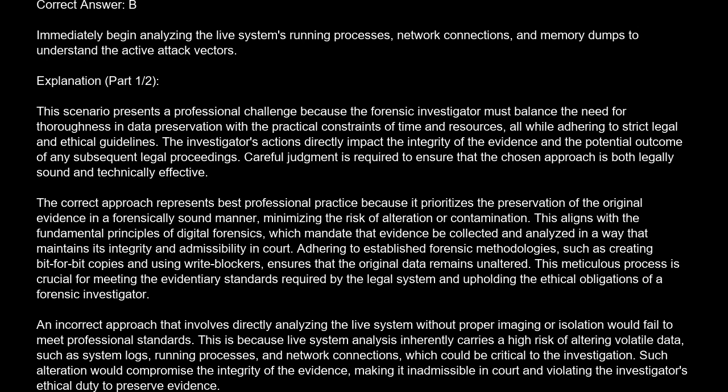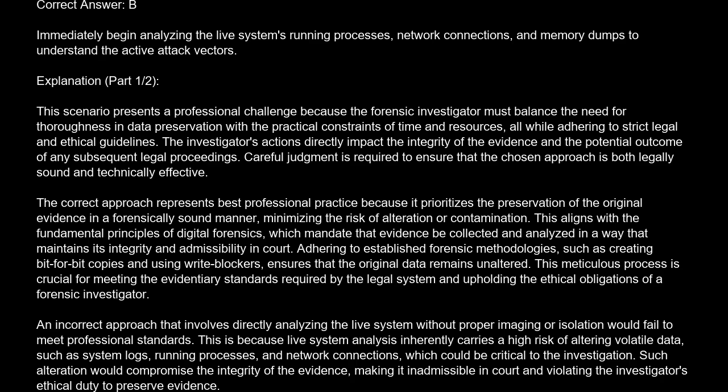The investigator's actions directly impact the integrity of the evidence and the potential outcome of any subsequent legal proceedings. Careful judgment is required to ensure that the chosen approach is both legally sound and technically effective. The correct approach represents best professional practice because it prioritizes the preservation of the original evidence in a forensically sound manner, minimizing the risk of alteration or contamination.